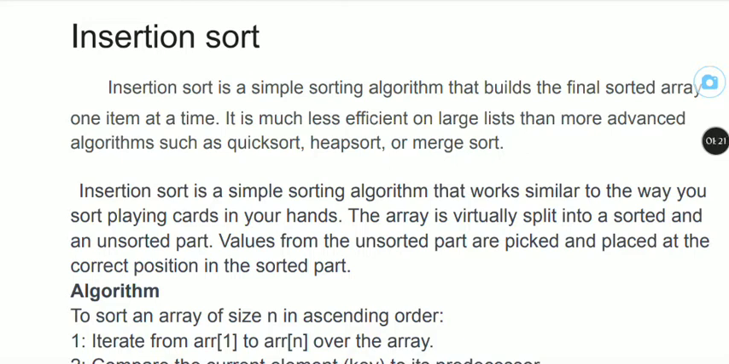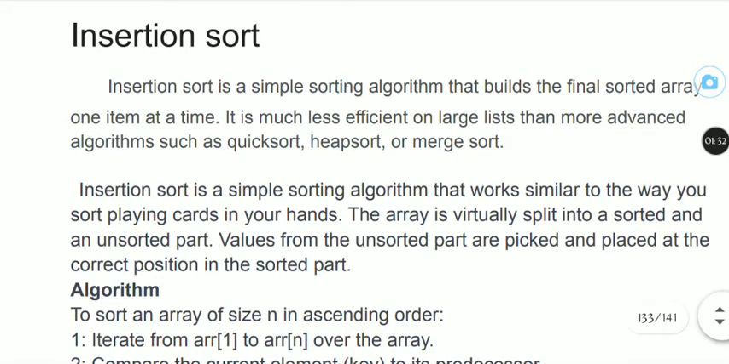A value from the unsorted part is picked and placed at the correct position in the sorted part. That is the algorithm. Likewise, we have to sort the elements into the correct position. Insertion sorting is a simple algorithm that builds the final sorted array one item at a time. It is more efficient on small lists than advanced algorithms such as quick sort, heap sort or merge sort.